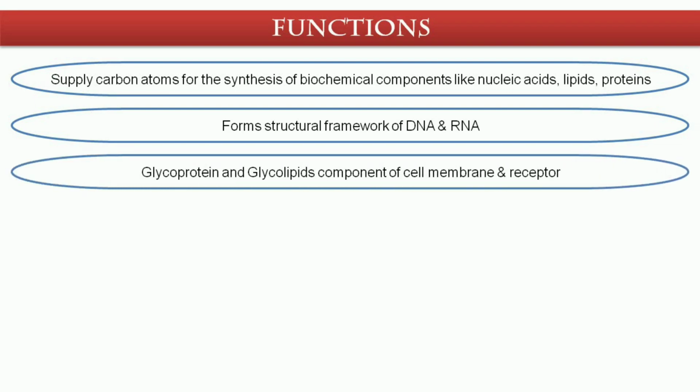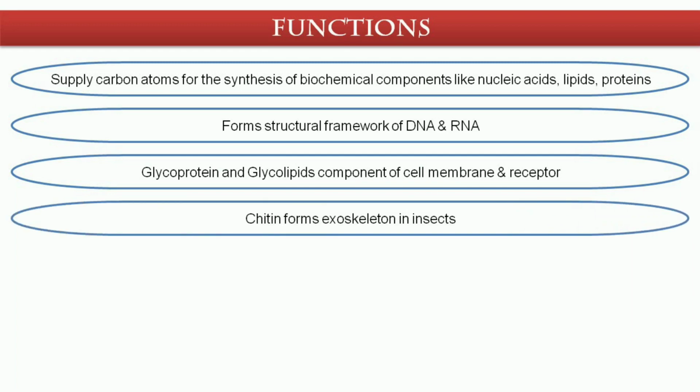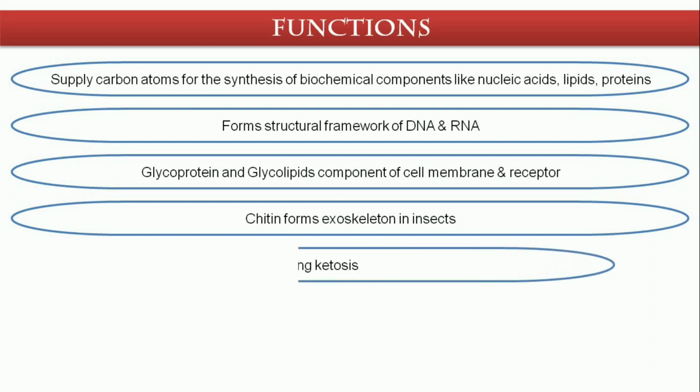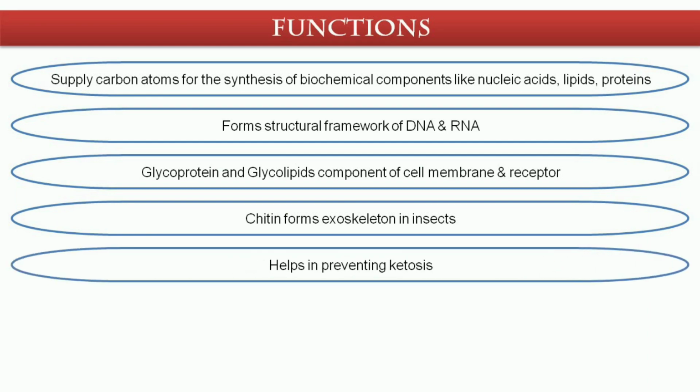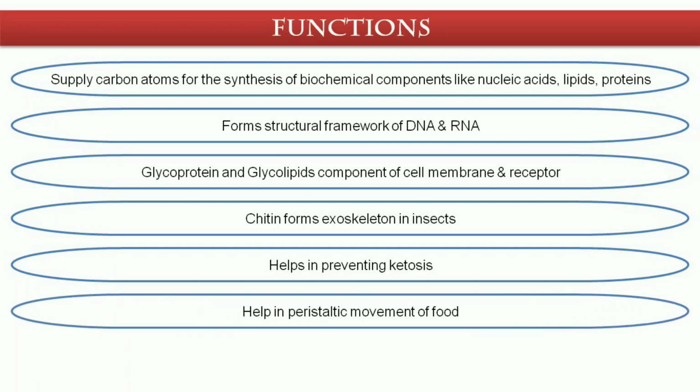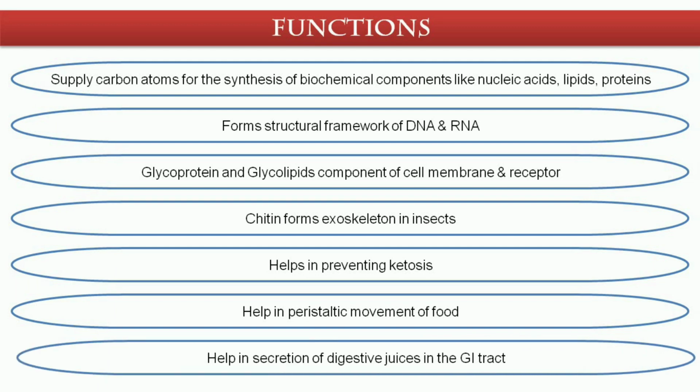Glycoproteins and glycolipids form components of the cell membrane and receptors. Chitin forms the exoskeleton in insects. Carbohydrates help in preventing ketosis. They help in peristaltic movement of food, as well as in the secretion of digestive juices in the GI tract.